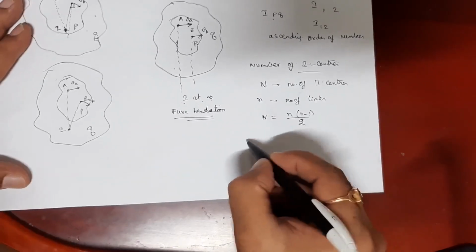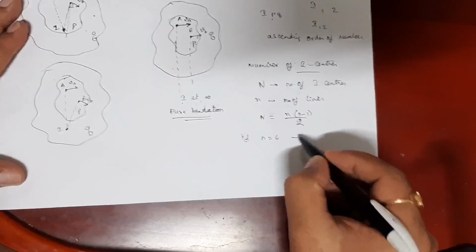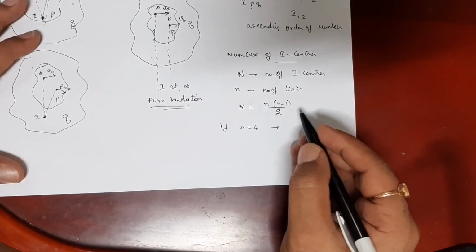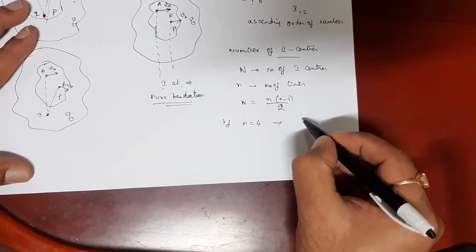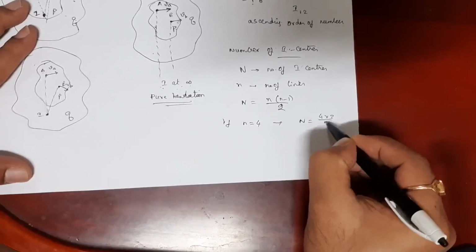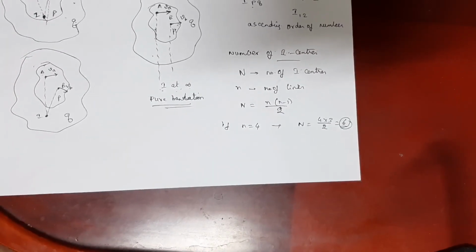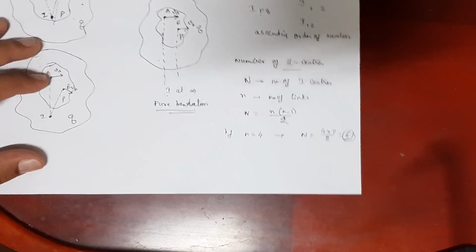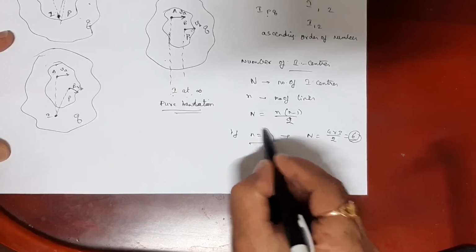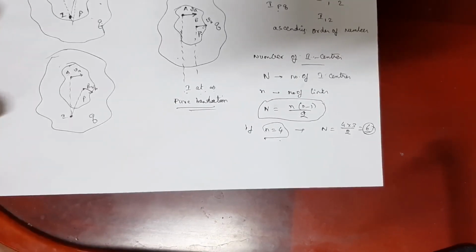Suppose if n is equal to 4, that means in a 4-bar mechanism, you can calculate the number of I centers as 4 into 3 by 2. So that means 6 I centers. Okay, there will be 6 I centers in a 4-bar mechanism. So the number of I centers we can calculate by using this equation.